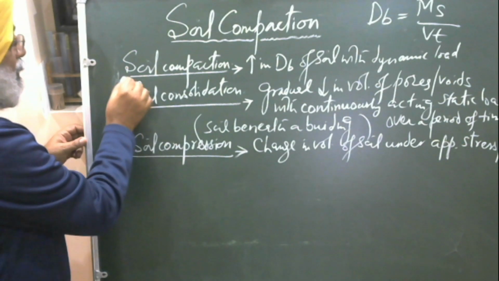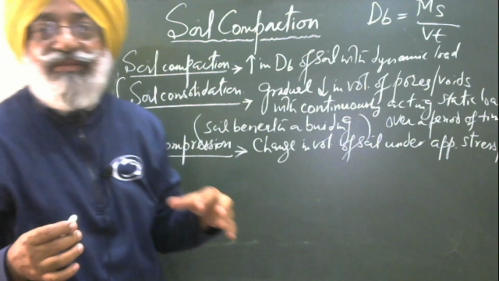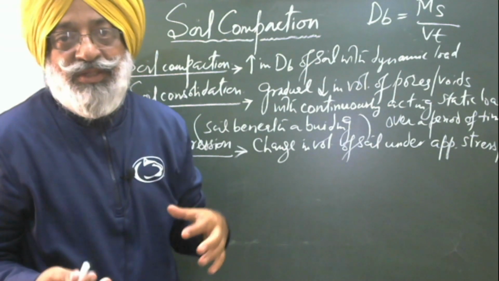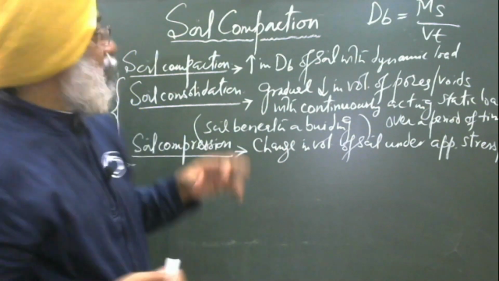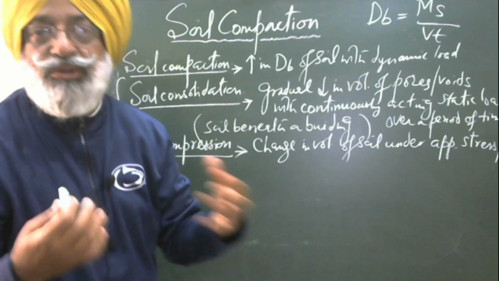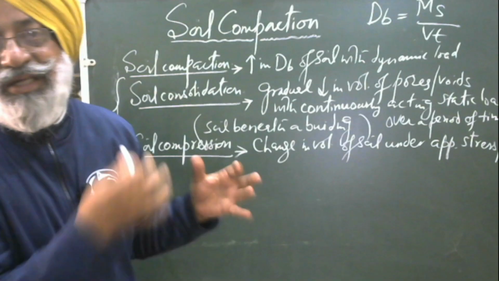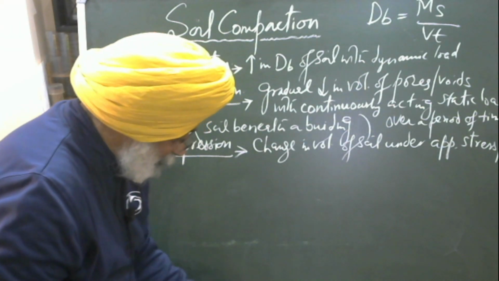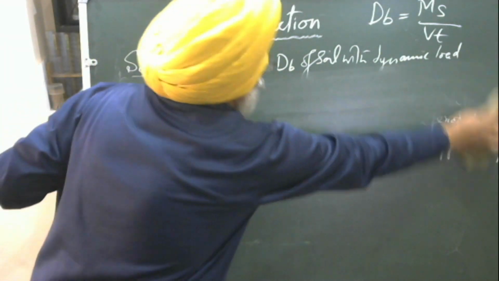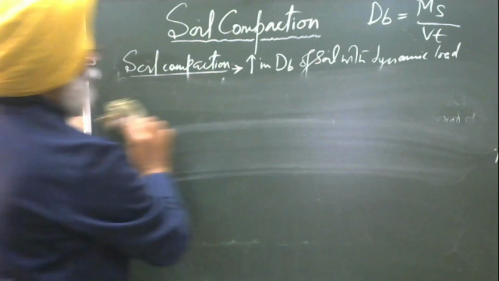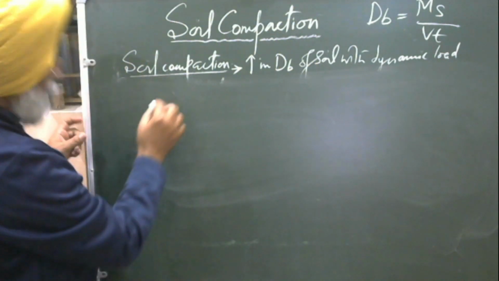Now the question is that out of these three, soil compression and soil consolidation, these are generally the terms used by the engineers. So we will not be going into details of these two terms over here, because we are dealing with soil physics in agriculture, so we shall be mainly concentrating on soil compaction.